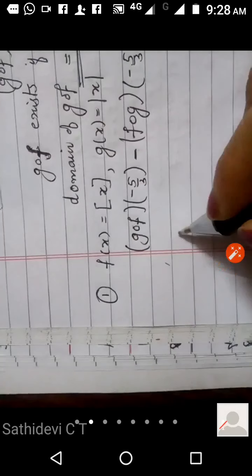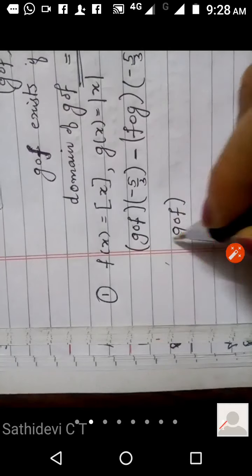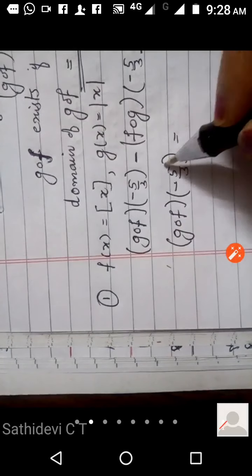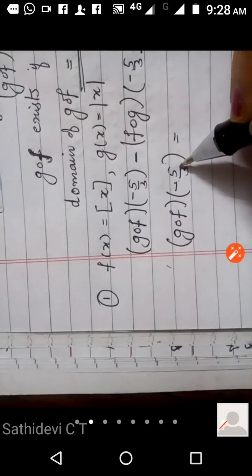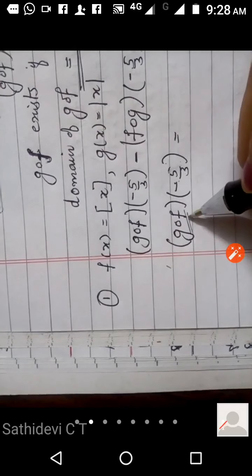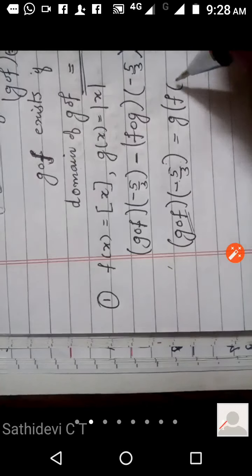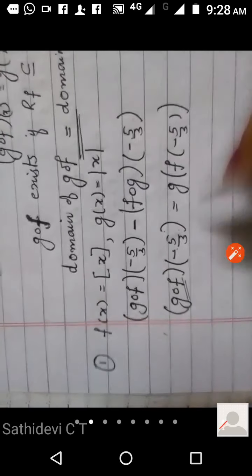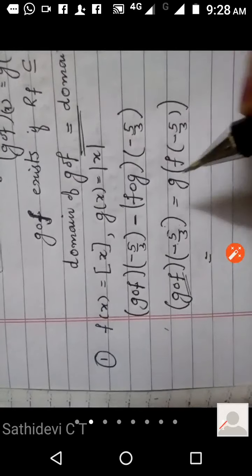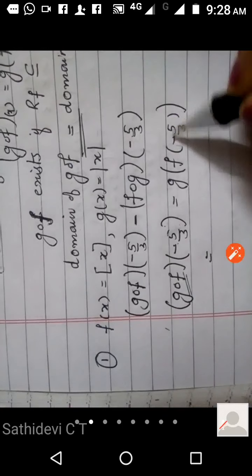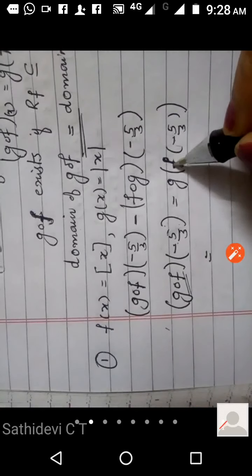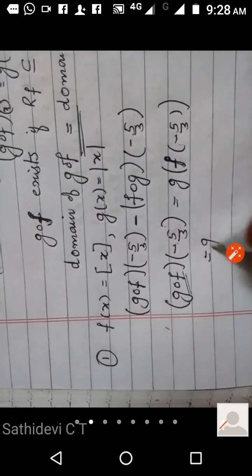First, let us take the first part, G composite F operated on minus 5 by 3. So instead of X, you have a particular element, and on this element you apply this operation. According to the definition, this is G of F of minus 5 by 3. First definition applied, G of F of minus 5 by 3. Now the input is minus 5 by 3. On minus 5 by 3, first of all, you have to apply F. So you keep G as it is.